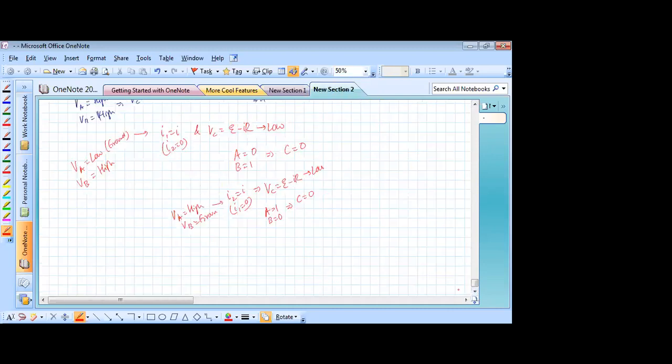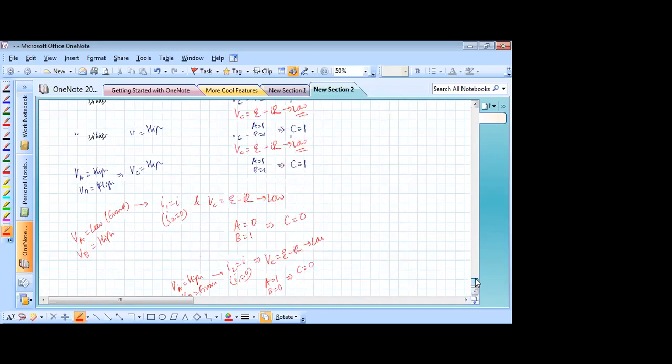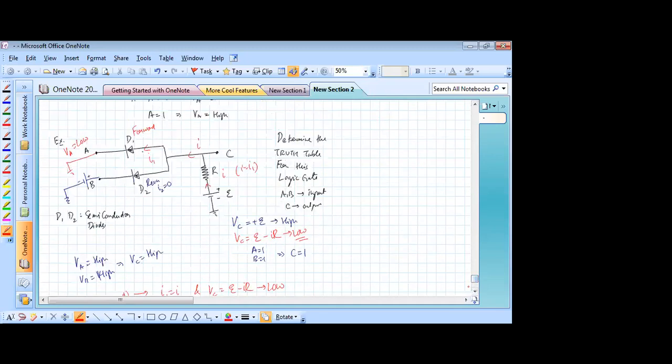So this is implementing, as you can see, the AND gate. And likewise, if both are grounded, then both the diodes are conducting. So the current I becomes I1 plus I2. So again, the voltage of C becomes low.